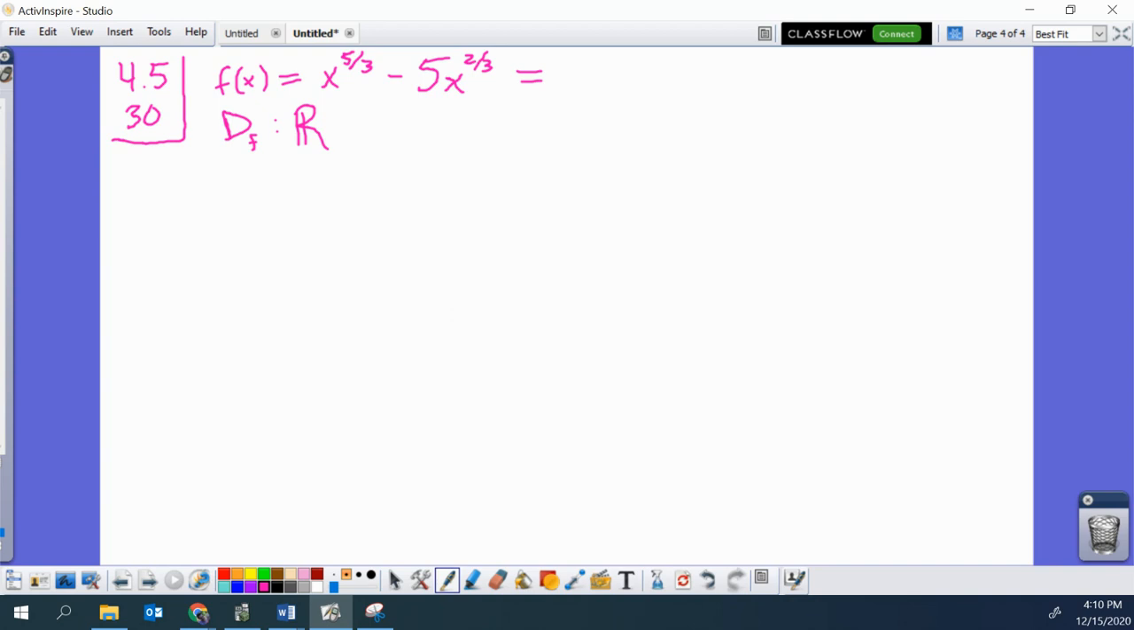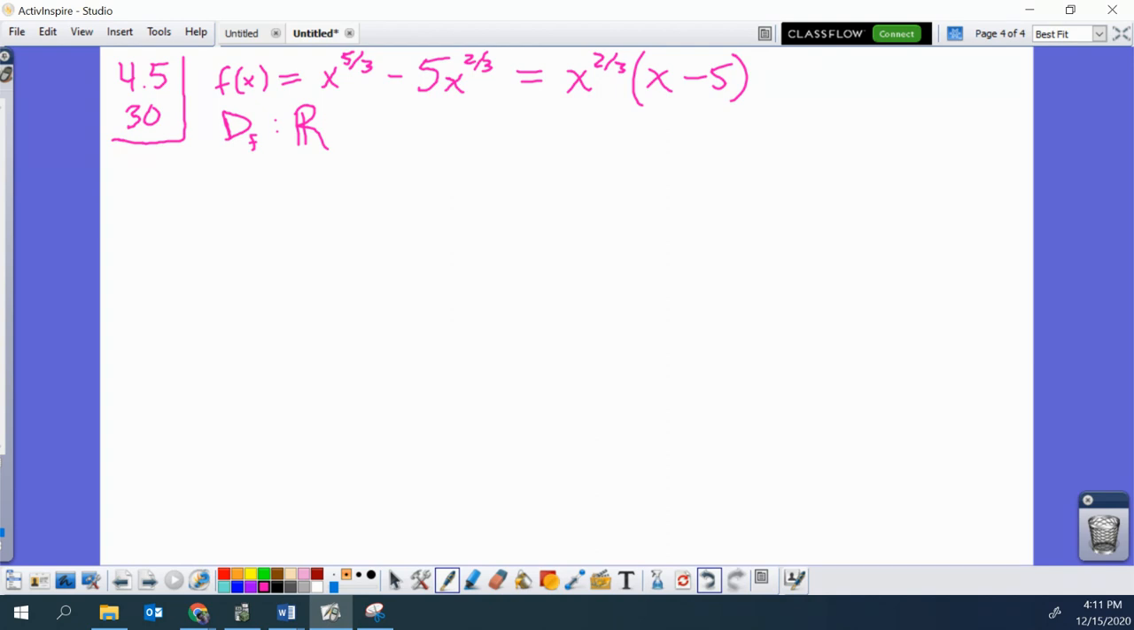You might choose to factor this. It's not a bad idea. It helps you to find things like zeros. So if I factor out a common factor, x to the 2/3, that's going to leave from that first term, an x to the 1. Because x to the 2/3 times x to the 1 is x to the 5/3, right? You add the exponents. So x minus 5.